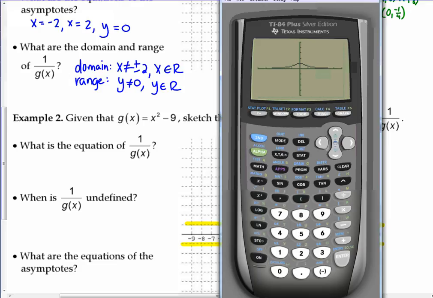Okay, so let me graph the original graph. The original graph looks like this, x squared plus 1, because it has no x-intercepts. With no x-intercepts, there's no asymptotes. Okay, guys, without x-intercepts, there's no asymptotes, because the asymptotes are always located where your original graph had x-intercepts, because that's when y is 0 and the reciprocal of 0 is undefined.